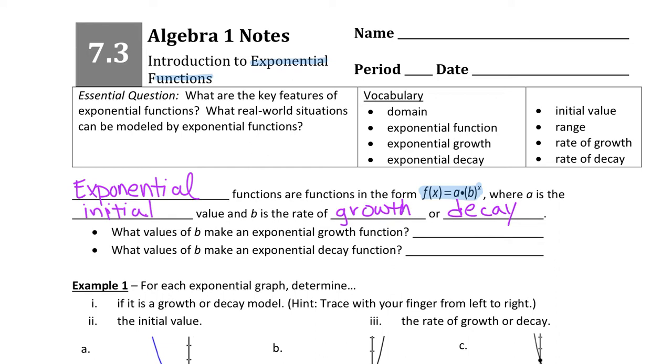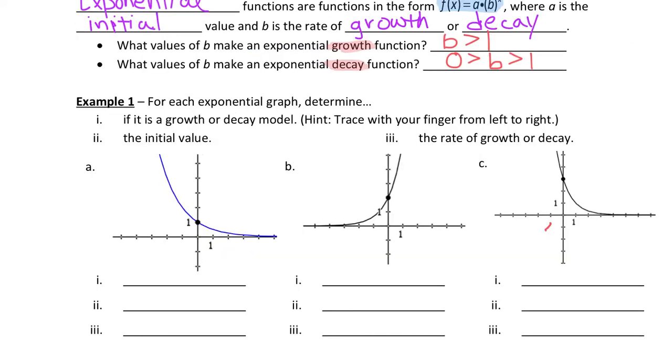So what values of b make a growth function? Anytime that base is greater than 1, we'll end up with exponential growth. When we end up with exponential decay, b will be somewhere between 0 and 1, which basically means it's going to be a fraction that's less than 1. And you'll never see a negative b in these instances. Let's look at some examples to break it down a little bit more.